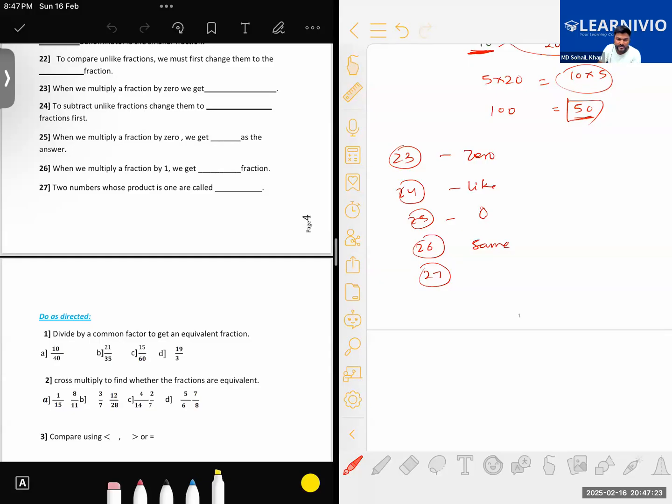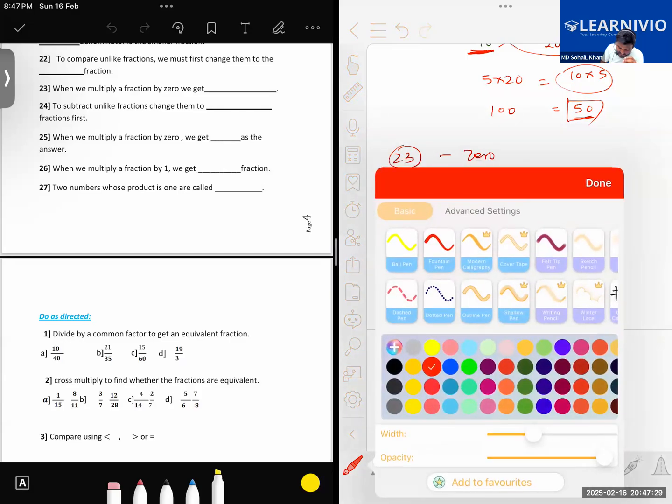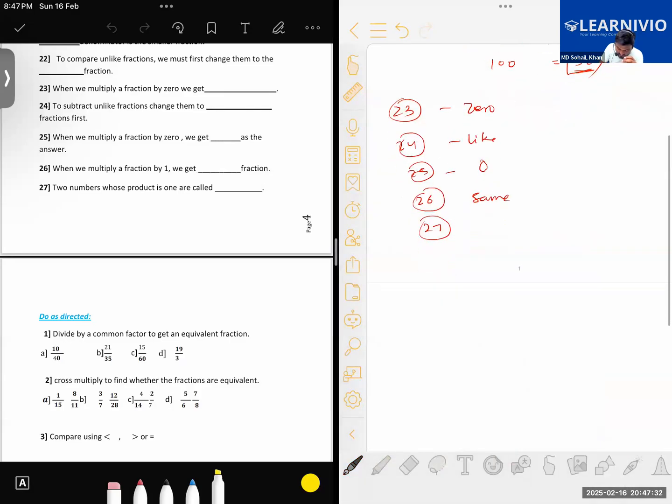They are called reciprocals of each other. For example, question number 27. Suppose you have the number 5, and you take the reciprocal of 5, that is 1 upon 5. What is 1 upon 5? It is the reciprocal of 5.